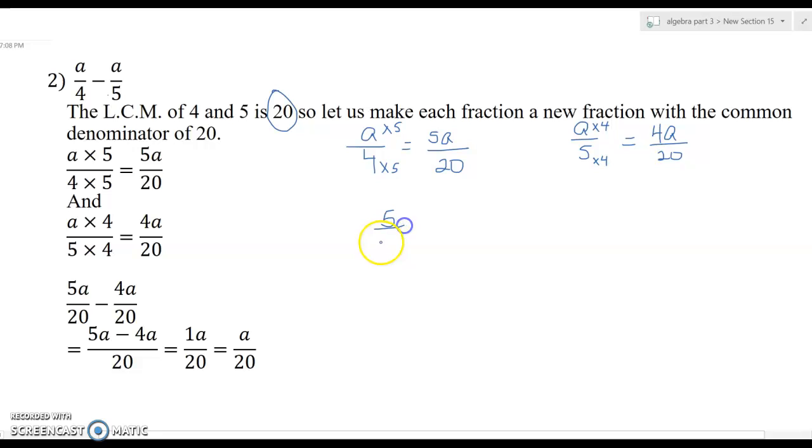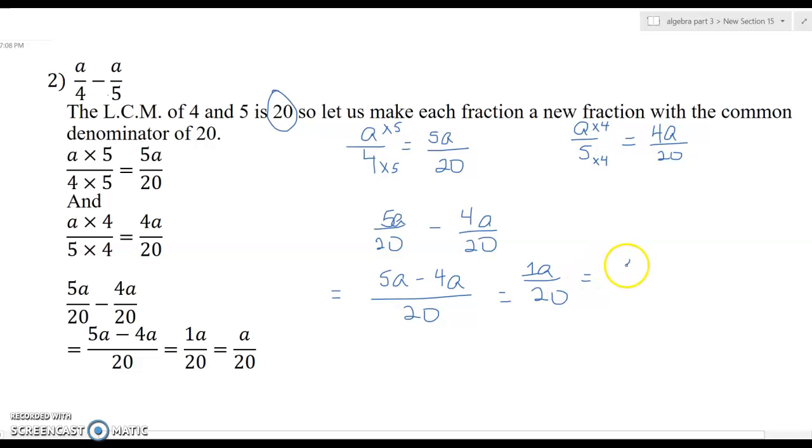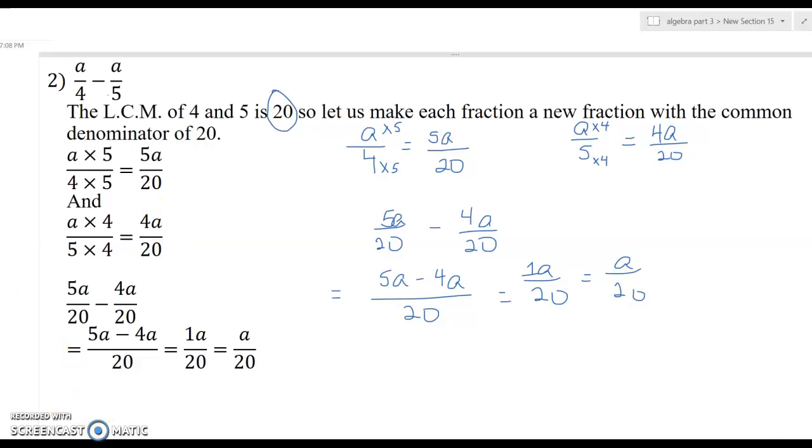So now, 5a over 20 take away 4a over 20, and that's all over 20. So we get 5a take away 4a, which leaves 1a over 20, or you could just write it as a over 20, right? And so you see how, with practice, it gets a little bit easier, so don't panic, right? So let's look at some more examples.